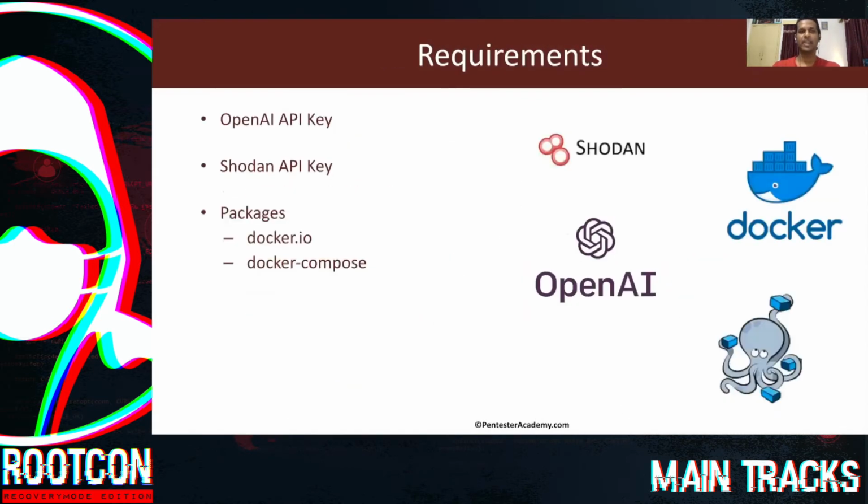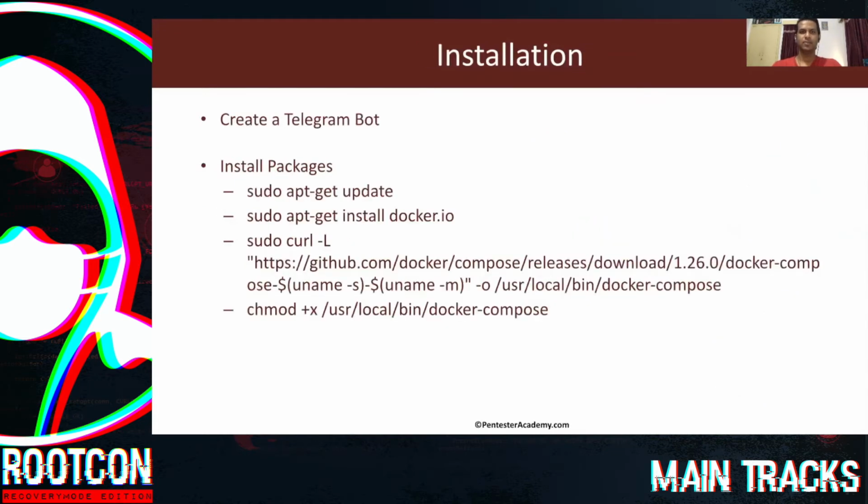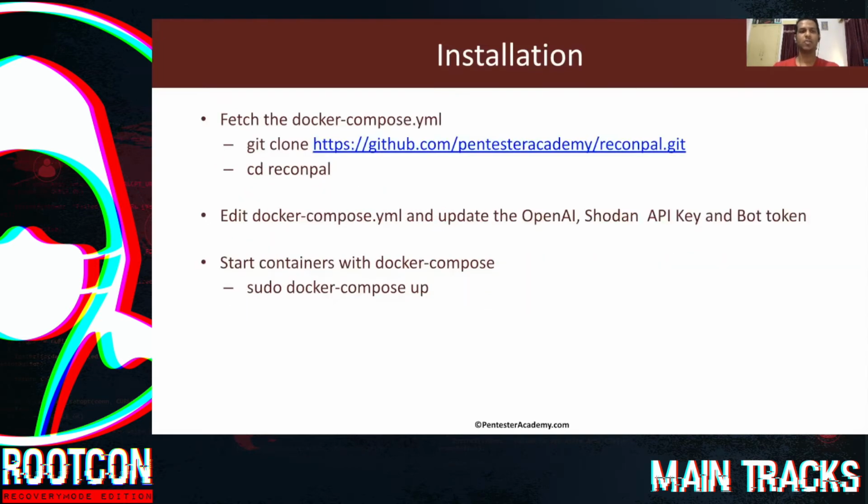So we do need an OpenAI API key, a Shodan key, and the packages required are docker.io and Docker Compose. So now moving on to the installation part. First of all, we have to create a Telegram bot. Then we have to install the packages, which are docker.io and Docker Compose. Then we have to fetch the docker compose.yaml file. And we have to edit the YAML file and mention our own OpenAI and Shodan API keys along with the bot token. So we'll get into that in a couple of seconds.